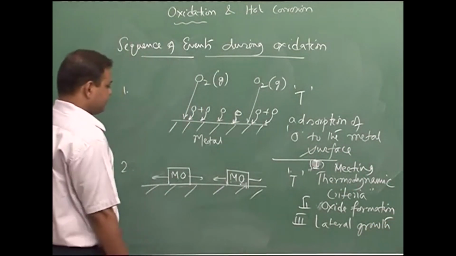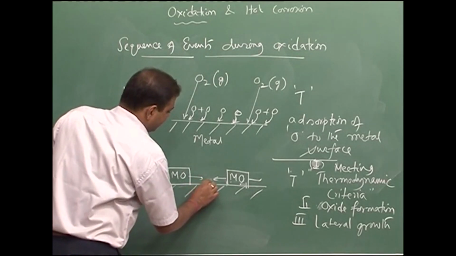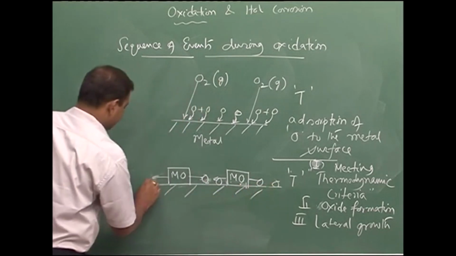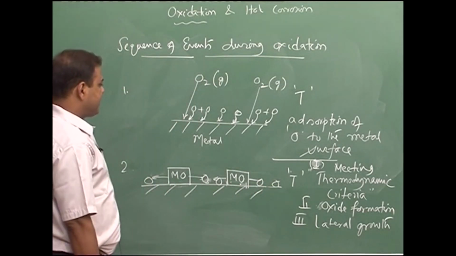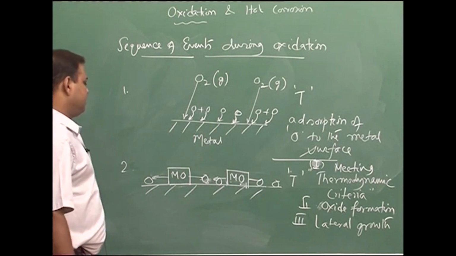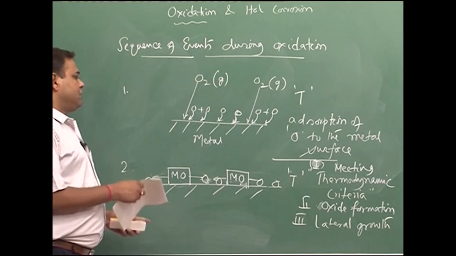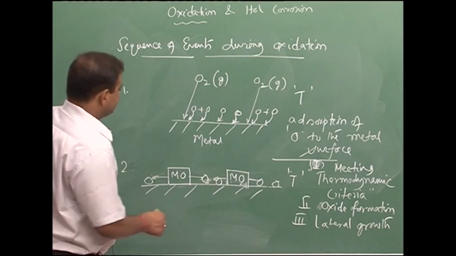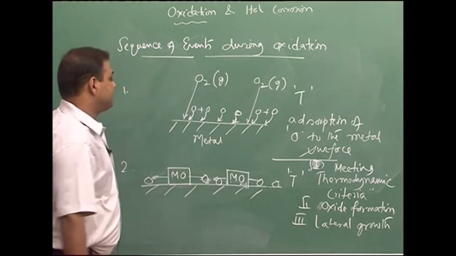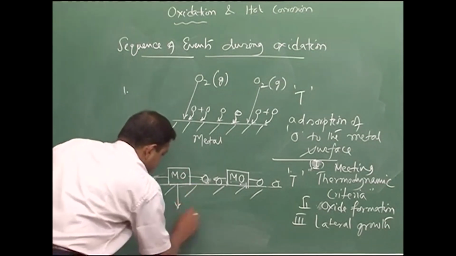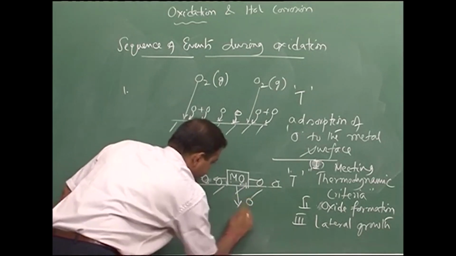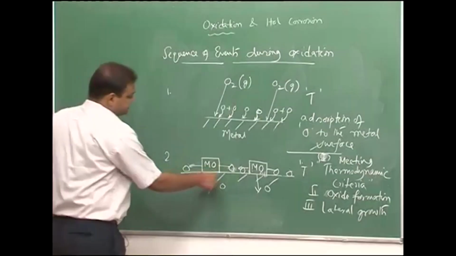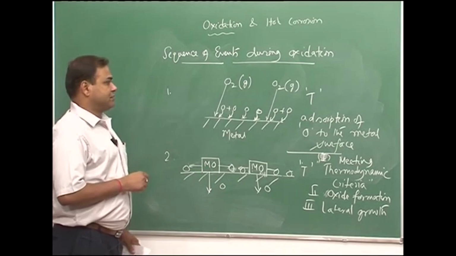And the fourth event would be, so oxygen is still adsorbed on the metal surface, and since it is happening at high temperature and depending on the diffusion ability of that adsorbed oxygen atom, that oxygen can also diffuse into the metal. So, oxygen diffusion can also take place. So, actually the oxygen is getting dissolved in the metal.